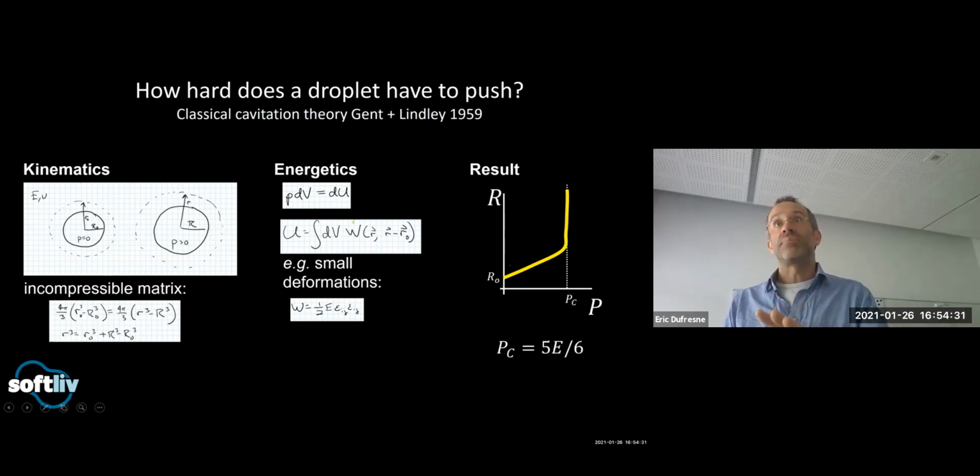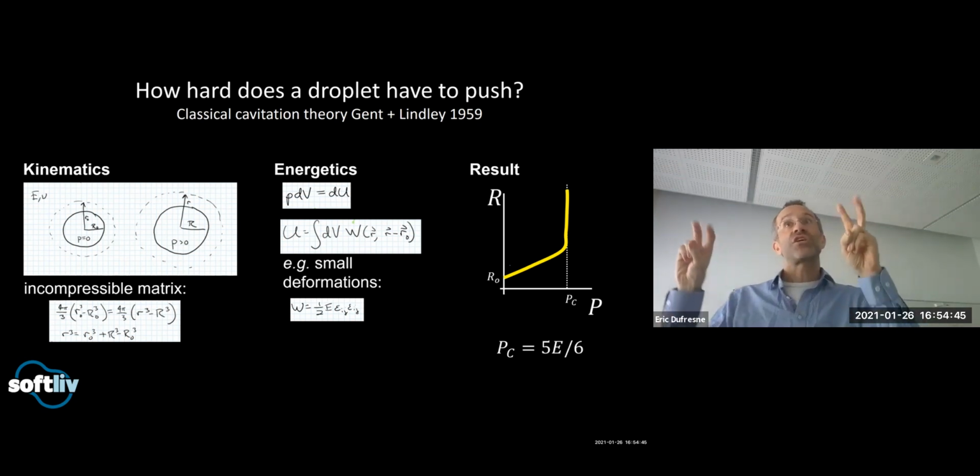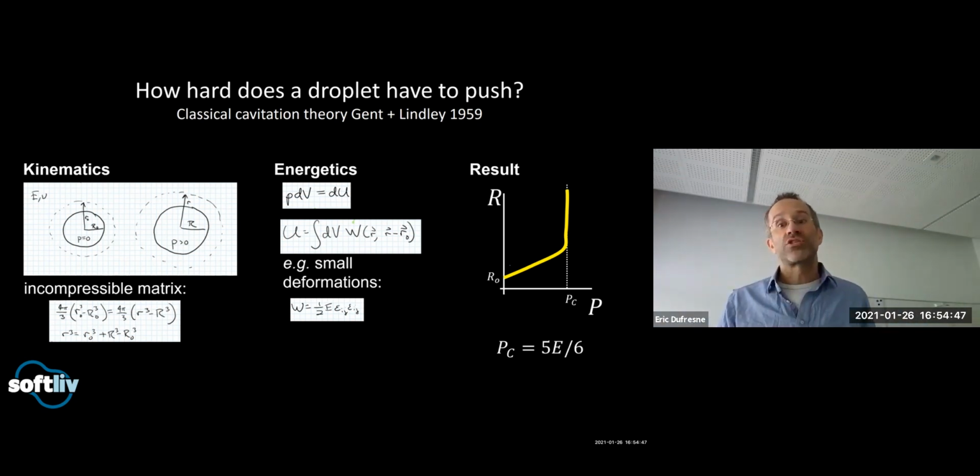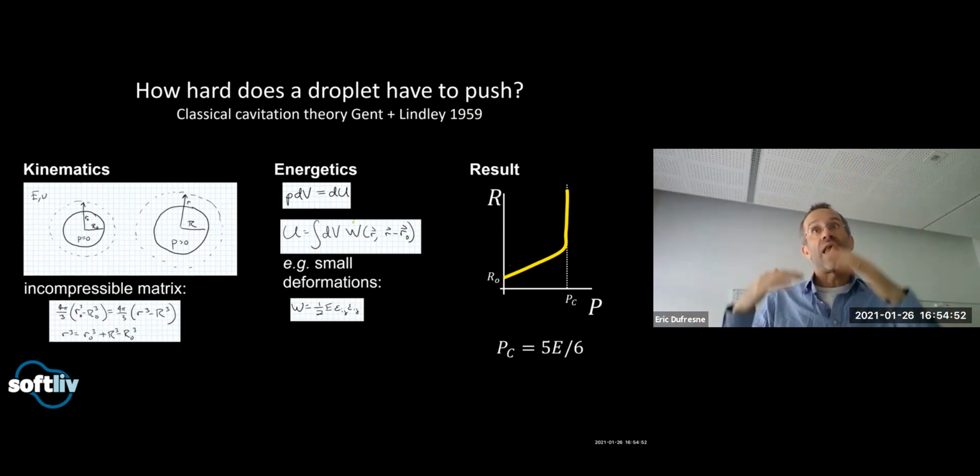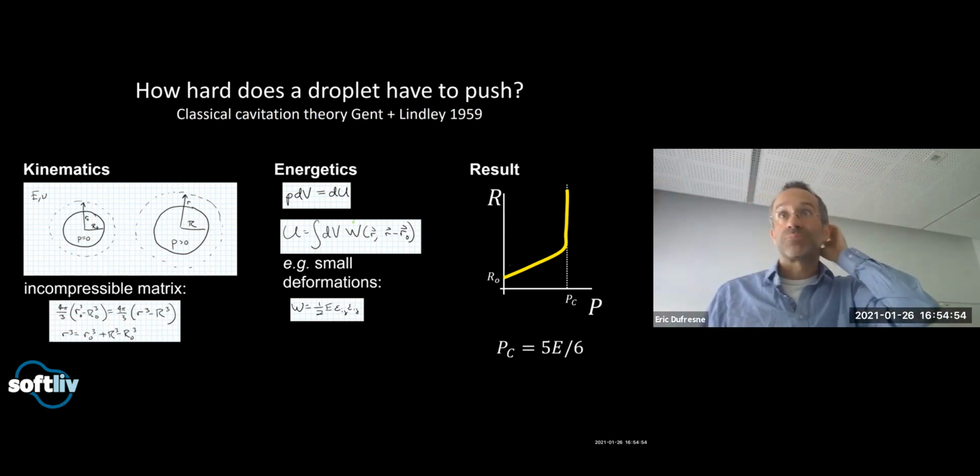Now the amazing, crazy thing is that there's an instability. At small pressures, it doesn't do much. The radius of your cavity increases linearly with the applied pressure. But when you get to a critical pressure, which people call the cavitation pressure, you have this cavitation instability where this cavity can grow forever at a fixed pressure. So that's this magic instability that Gent and Lindley described.